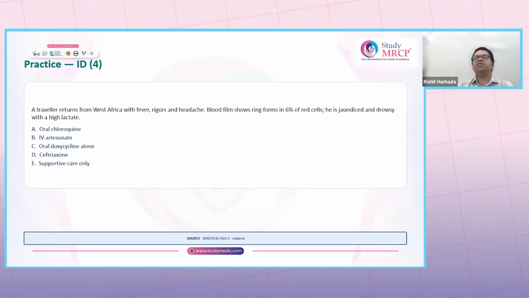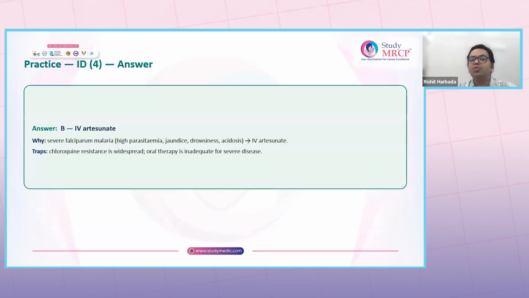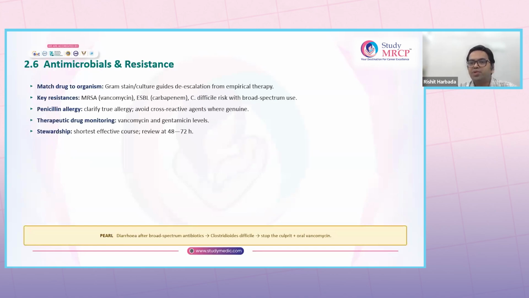So a traveler returns from West Africa with fever, rigors, and headache. Blood shows ring forms with 6%, is jaundiced, drowsy, and has a high lactate. So this drowsiness is cerebral malaria. High lactate means he is in shock. Treatment is going to be IV artesunate. This is the severe malaria which is going to be present. Chloroquine is a drug of choice, but there is widespread resistance. So IV artesunate is the treatment of choice, which is extremely important and essential.